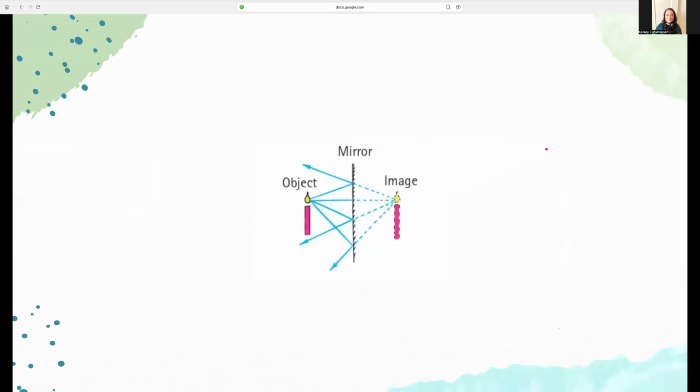The objects we see in a plain, flat mirror appear to be behind the mirror, the same distance the object is in front of the mirror. So here's our mirror in the middle. Our object is the candle. Our image is this dotted line version of the candle. And the image that is created appears as if this version of the candle is just that same distance behind the mirror that the object is in front of the mirror.